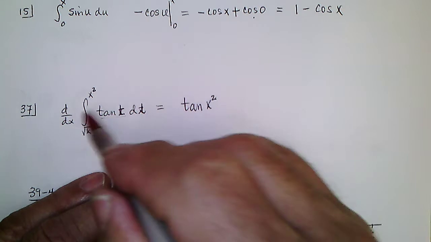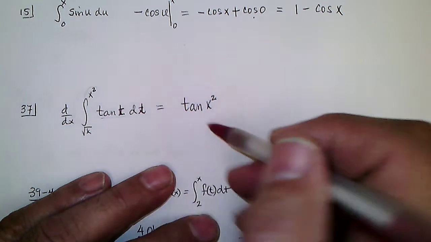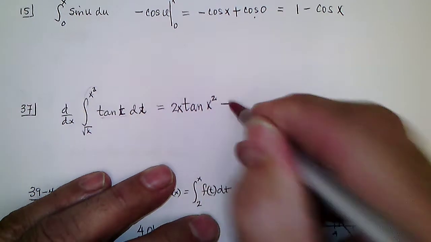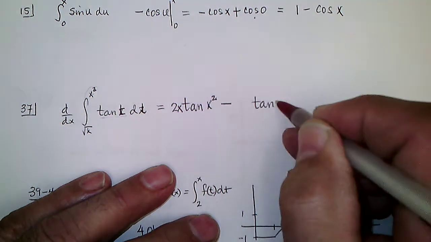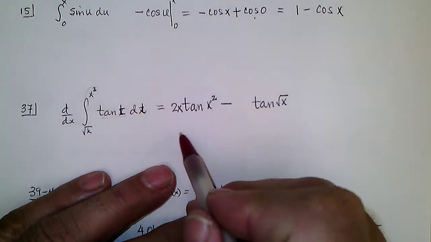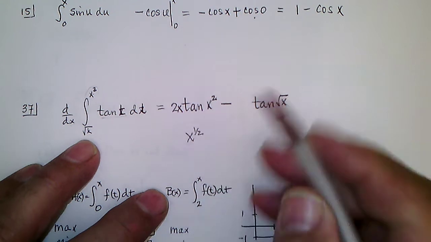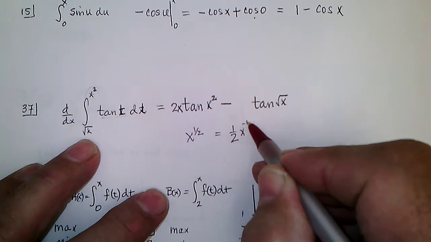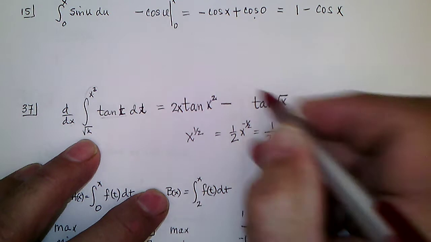But the chain rule says when we're taking the derivative, this is in t, this is in x, we have to take the derivative of the inside, which is 2x. That's the upper limit, minus, now we put in the lower limit, so that would be tangent of the square root of x, but times the derivative of the inside, so square root of x is x to the 1/2, so its derivative is 1/2 x to the minus 1/2, which is 1 over 2 square root of x.